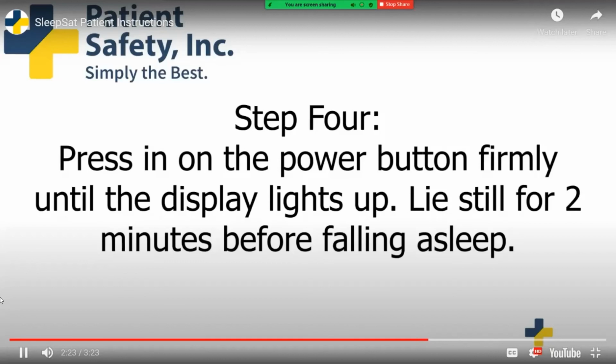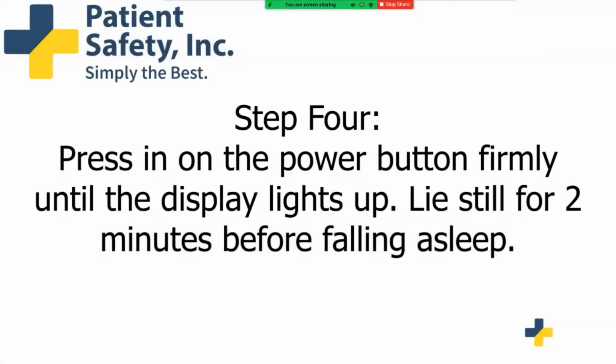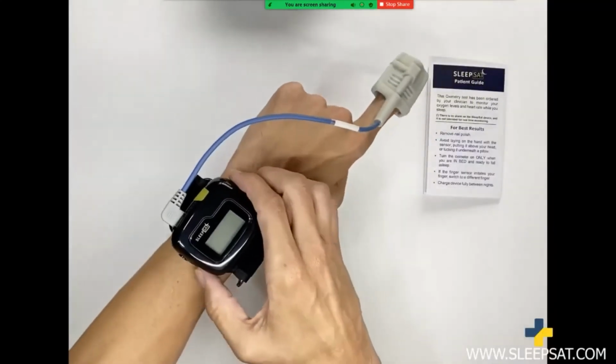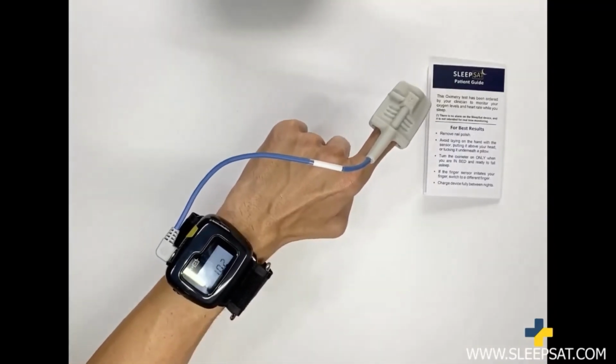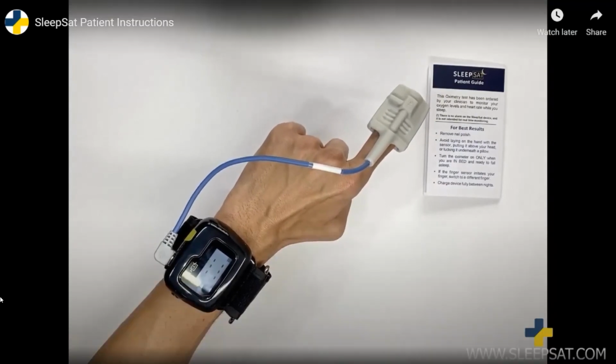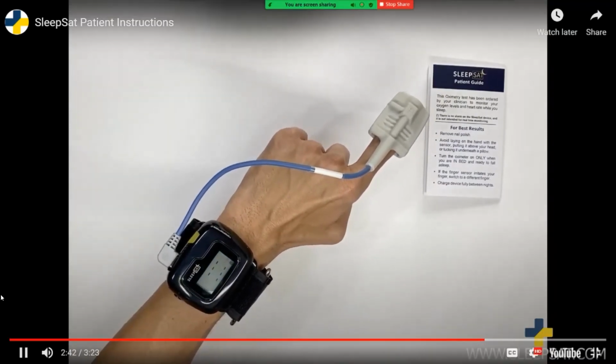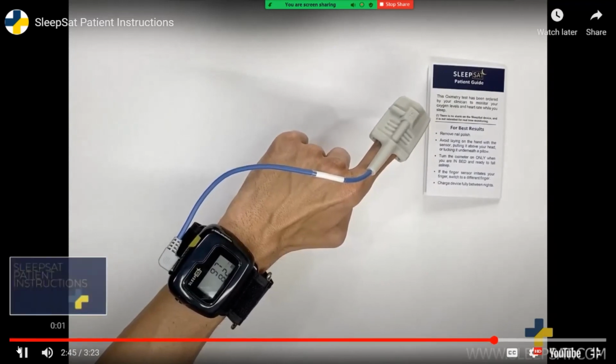Step 4. Press on the power button firmly until the display lights up. Lie still for 2 minutes before falling asleep. If the finger sensor comes off or is removed during the night, or if the wrist unit continually flashes "send off," put the sensor back on, making sure your finger is inserted completely. Press the power button firmly until the display lights up.